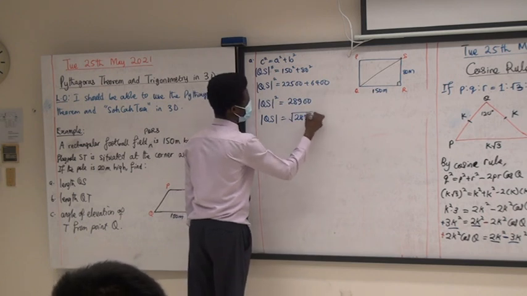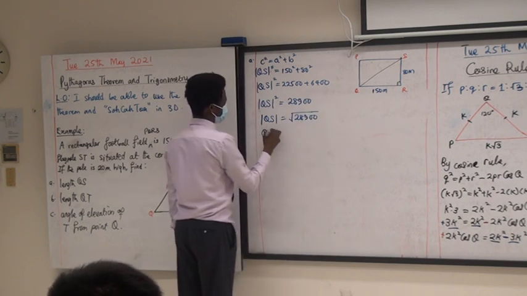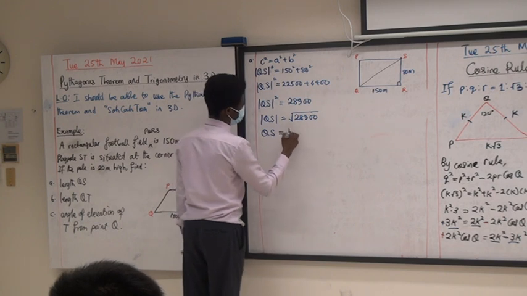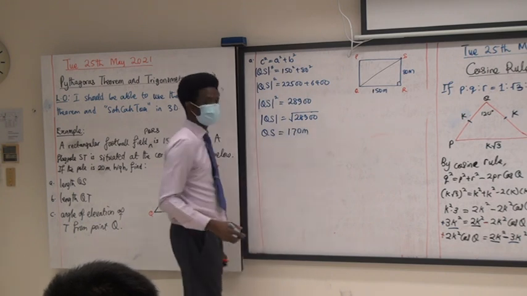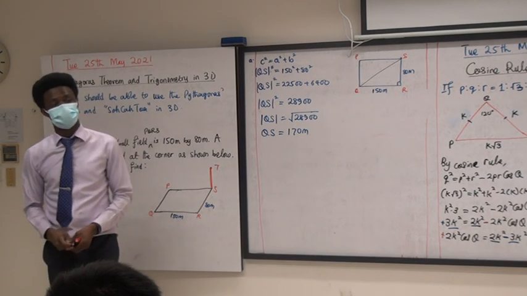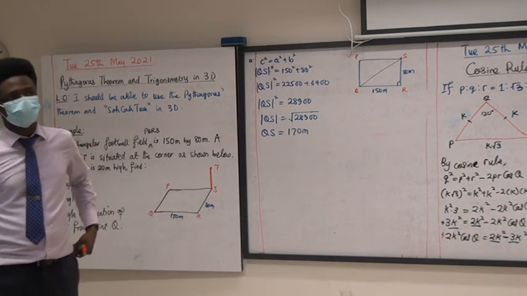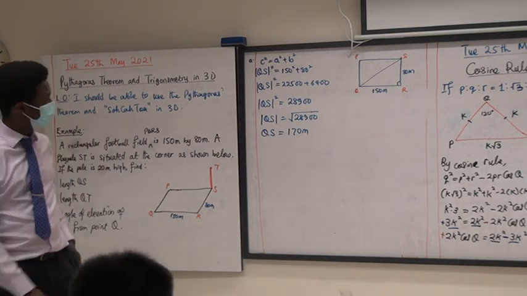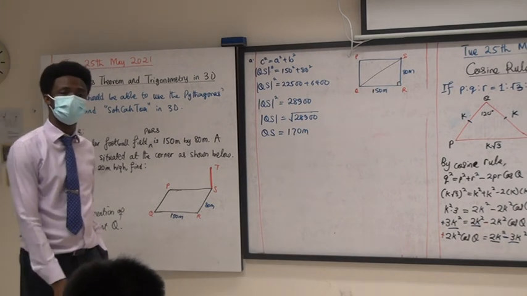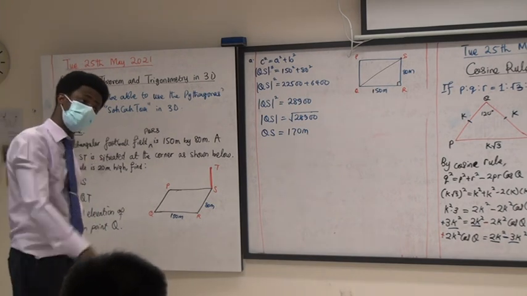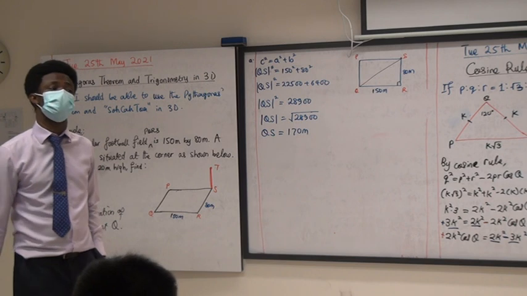I'm not skipping steps because I'm very smart. No. I'm just doing the right thing by showing the detailed necessary steps. Understand? So yes, the length QS of the field, which is the diagonal of the field, must be 170 meters long.